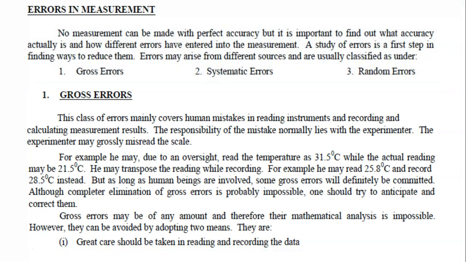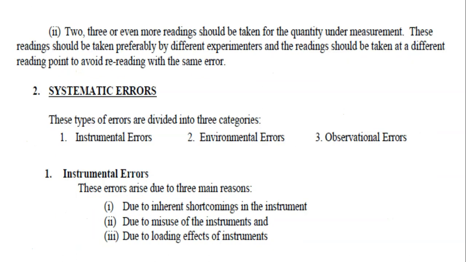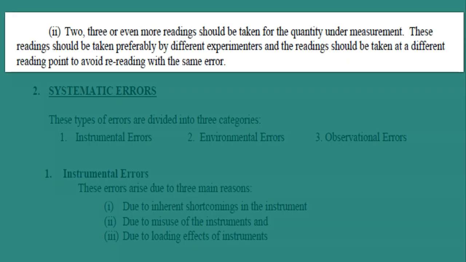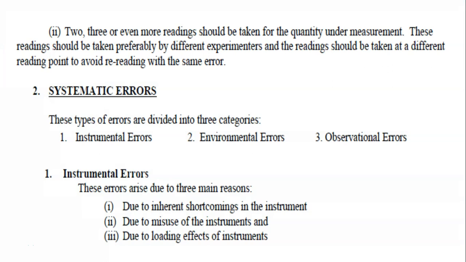So what are the various ways to avoid or eliminate it? Complete elimination is not possible, but at least we can try to reduce it. One way is by taking great care in reading and recording the data, and the other way is by taking two, three or even more readings. When you take readings two or three times, we can cross check whether the reading we have taken is correct.